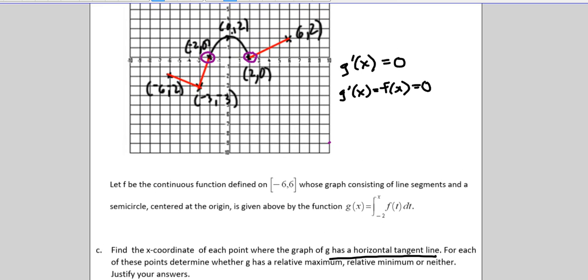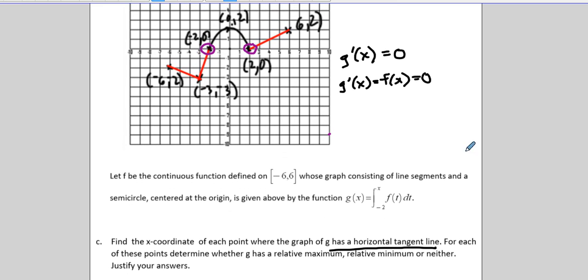Now, for there to be a max or min, let's look at just a simple function here, f. So f has a maximum where the first derivative goes from plus to minus. That's a relative max. It's a relative min when it goes from negative to plus. Okay, so this is a differentiable function. So right here, f is going from negative to positive.